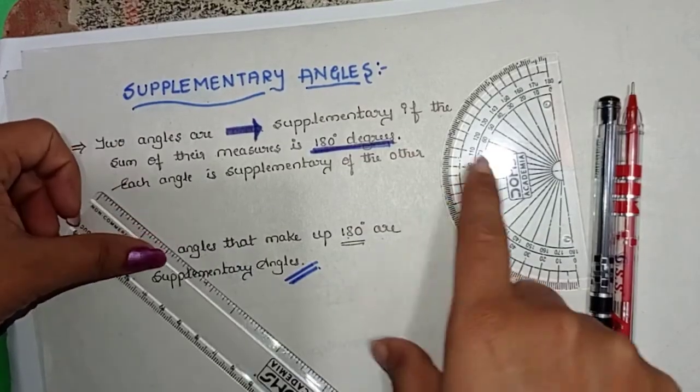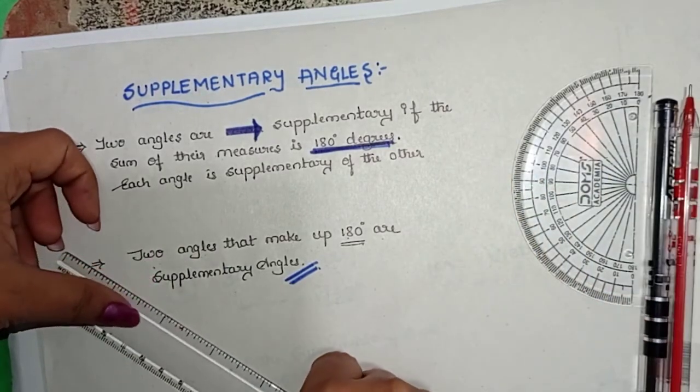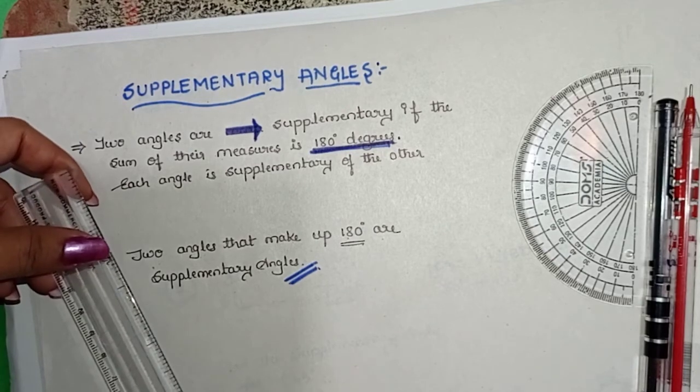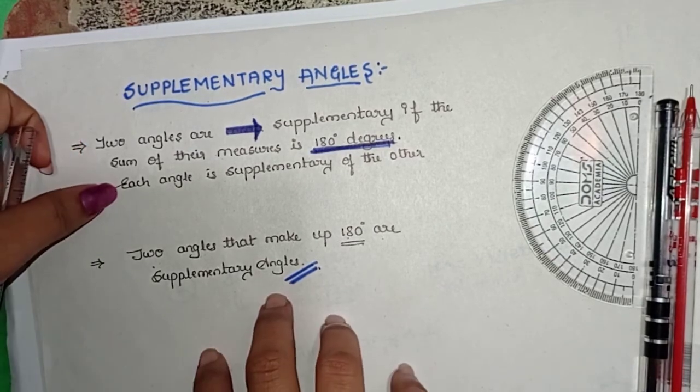Okay, now I hope you have all understood what supplementary angles are with the examples, and I have also given you some examples to do and send me the answers in the comment box.